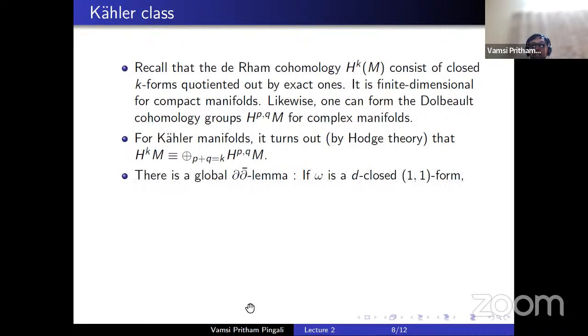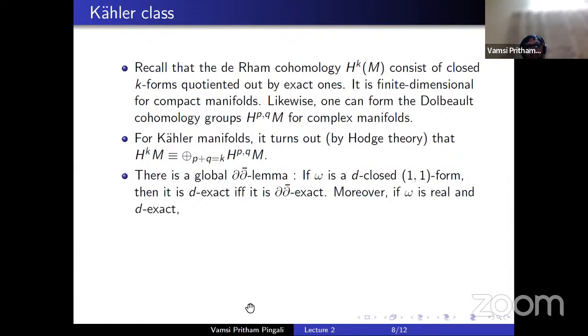If omega is a d-closed 1-1 form, then it is d-exact if and only if it is del-del-bar exact. What this means is, if you have a d-closed 1-1 form on a compact Kähler manifold, then omega is d-eta, where eta is a 1-form, if and only if omega is del-del-bar phi for some function phi. Moreover, if omega is a real form, then omega is del-del-bar phi for a real valued function phi. Okay, so this is a global version of the previous local lemma that I stated.